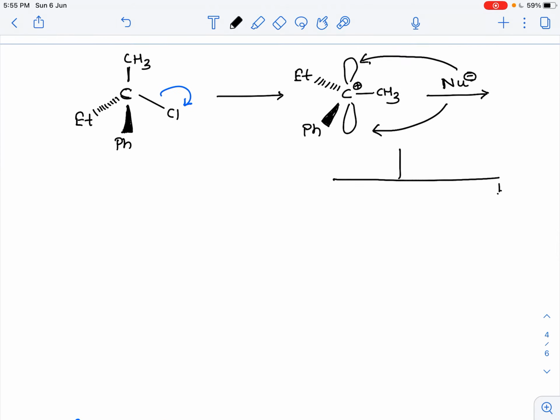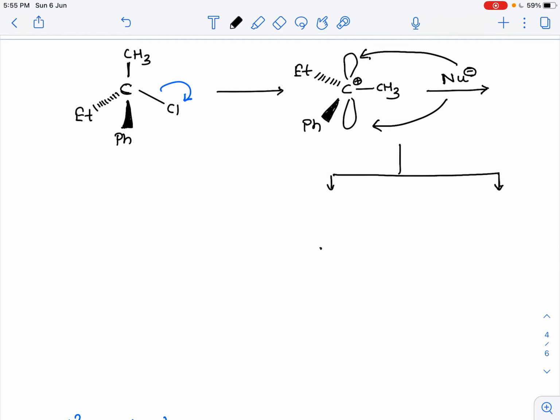So two possible products will be formed, and those possible products I am drawing here. You can see CH3, this is pH, this is nucleophile, and one more product CH3.